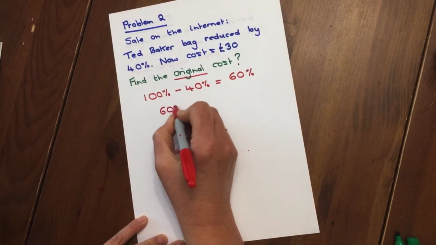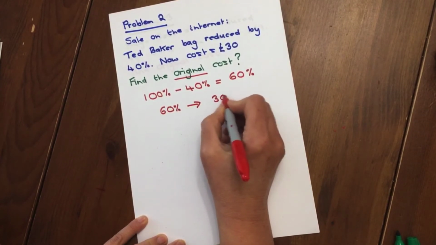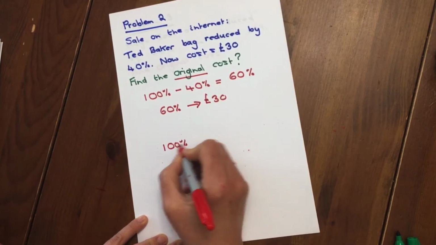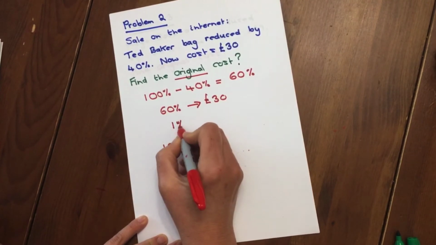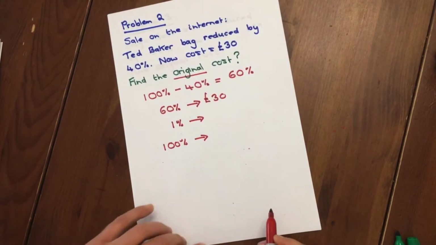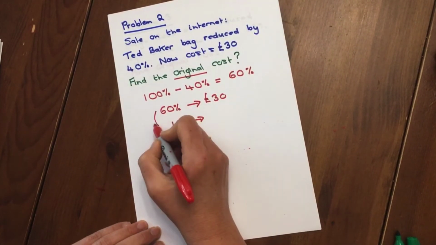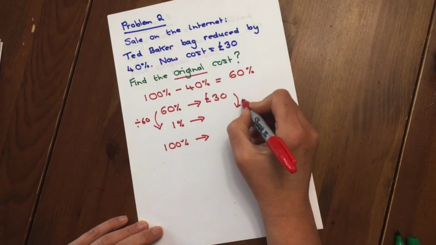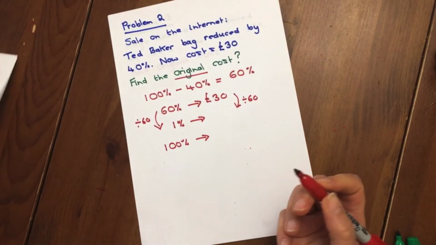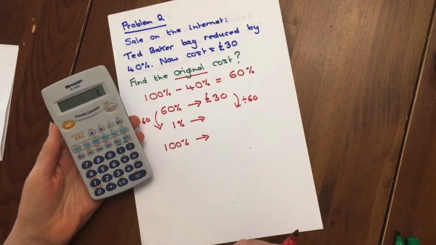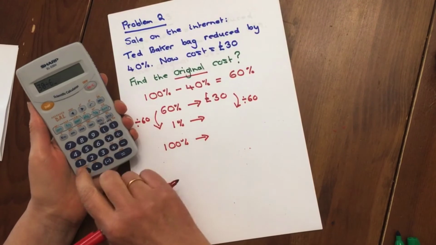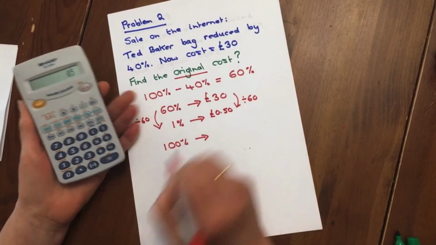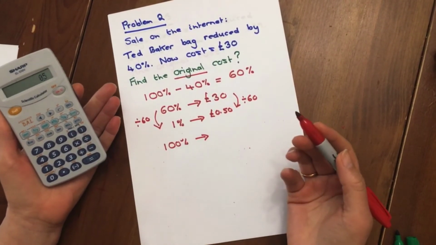Right, so we know that 60% is now the sale price. We want to get to 100%, the original cost. Well, we need to go to 1% first. So let's think about what we're going to do. From 60% to 1%, what do we divide by? Yep, well done. We divide by 60. So I have to do the same to this side. I divide by 60. But you are allowed to use a calculator, so please use your calculators. So 30 divided by 60 is 50p, or 0.5. Obviously we could have done that in our head, but we are allowed to use calculators for this.